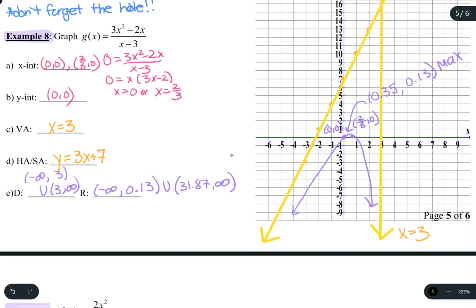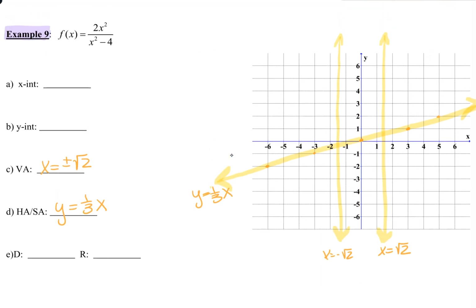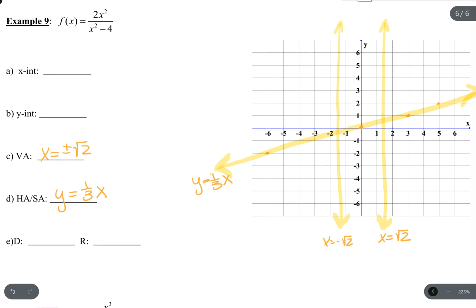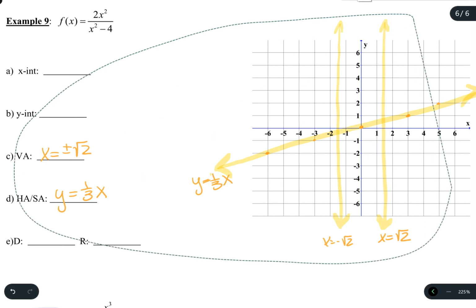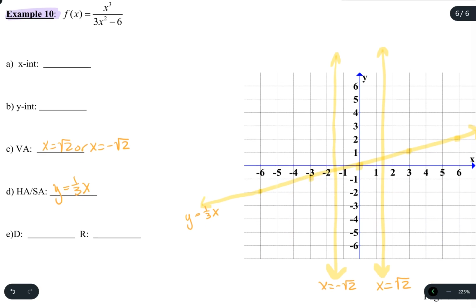All right, let's continue on. And the last one that we're going to do together is example number 9. So in example number 9, you can see here that we have our two asymptotes that we have already found. And those asymptotes that we already found are not the correct ones. I was looking at the wrong problem. All right, I realized that I put this on the wrong graph. We actually want to do example number 10. You guys are going to do number 9 on your own. So jumping to number 10.